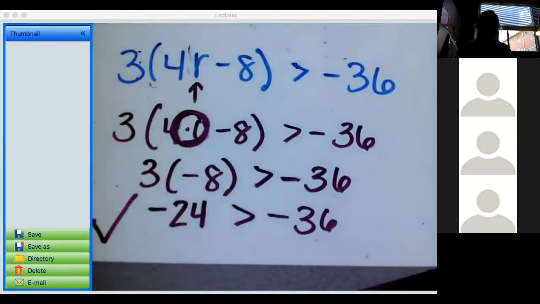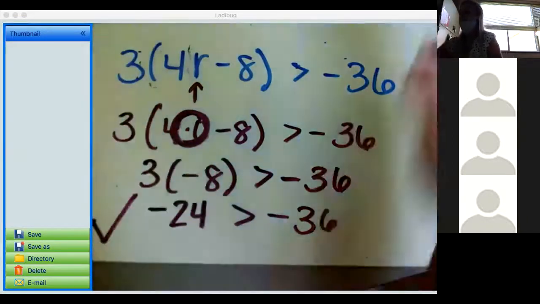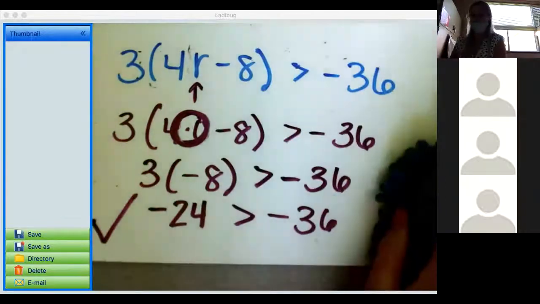That's a really good way to check to make sure your symbol's right. So let me show you with number 4. I'm going to erase this. Is that okay?